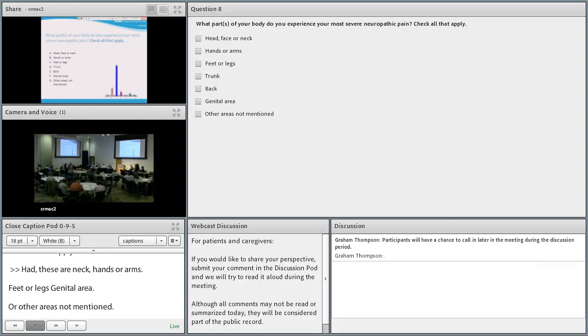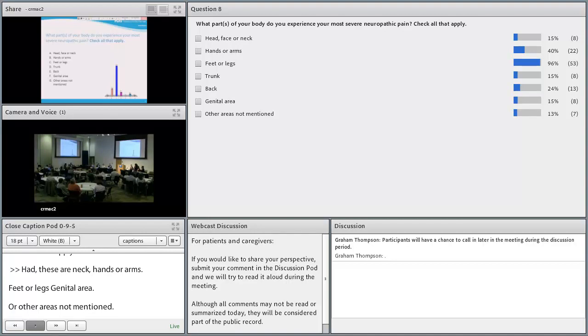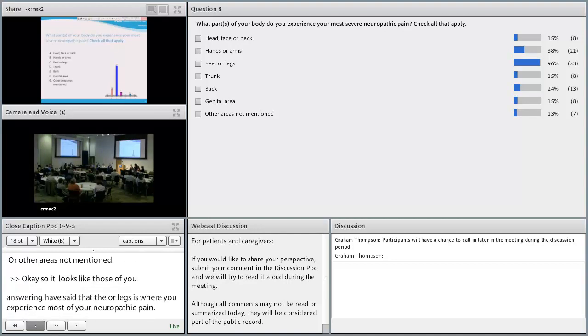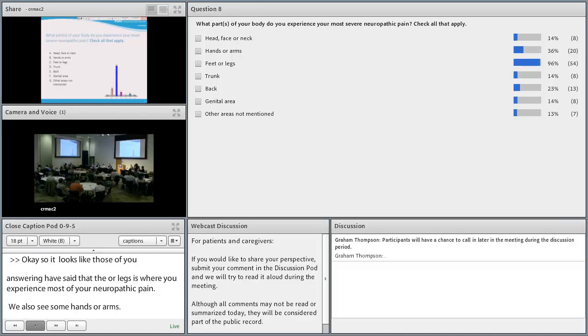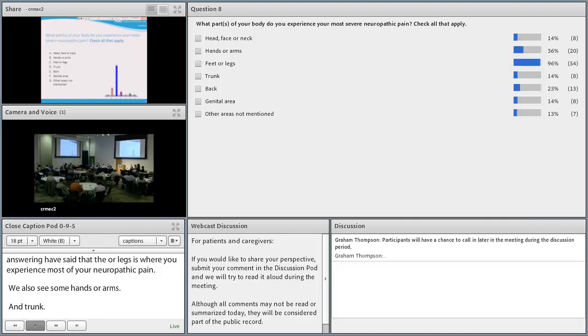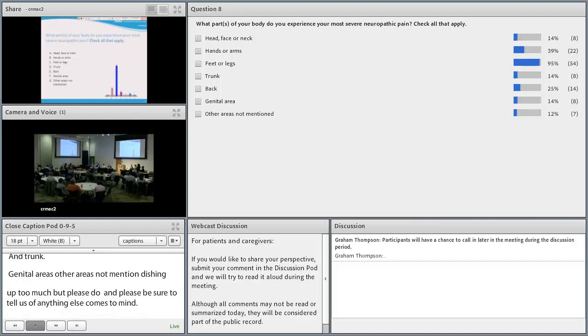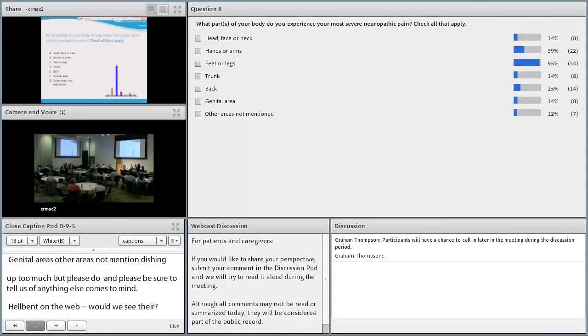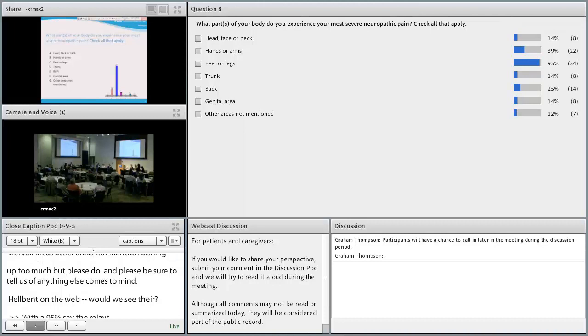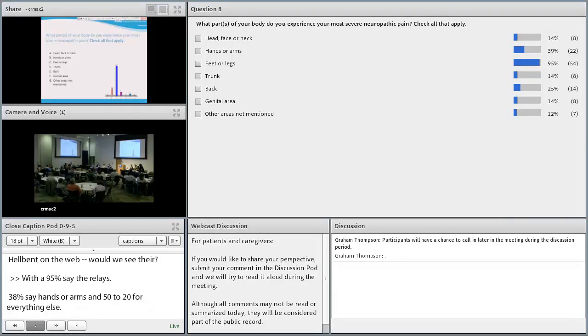Okay, so it looks like those of you answering have said that C, feet or legs, is where you experience your most severe neuropathic pain. We also see some hands or arms, and trunk, genital area, and let's see, other areas not mentioned? Not too much, but please be sure to tell us if there's anything else that comes to mind. How about on the web? What do we see there? We see 95% for feet or legs, 38% for hands or arms, and between 15 and 20 for all the rest.